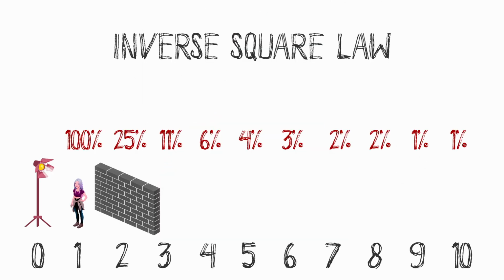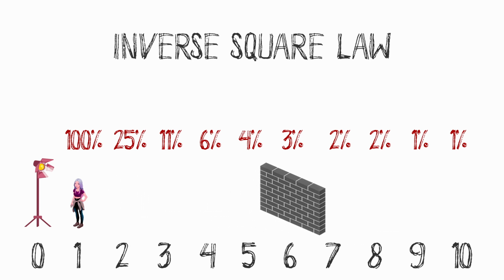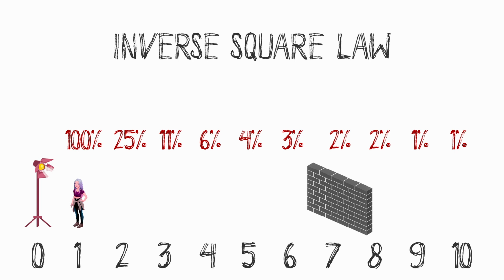Now let's assume that the wall is a neutral gray in color. Technically, if we move the model and light 6 or 7 times the distance the light is to the model, we should only have around 2 to 3% of the light hitting the wall. That should result in a near black, if not a perfect black background.